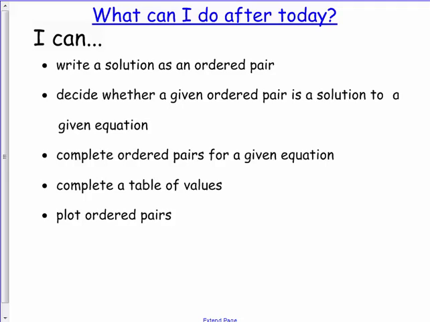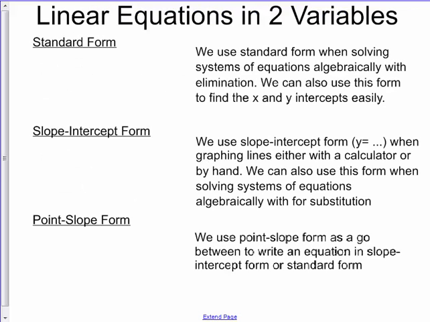This is Senior Algebra, Section 3.1. Today we're looking at graphing linear equations with two variables. So take a look at what we're going to do today. We're going to write the solution as an ordered pair. We're going to do a little bit of graphing with x's and y's, plotting points.